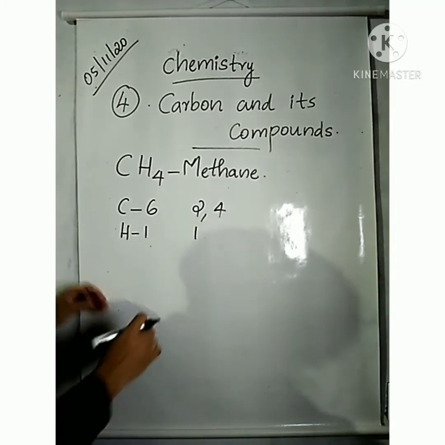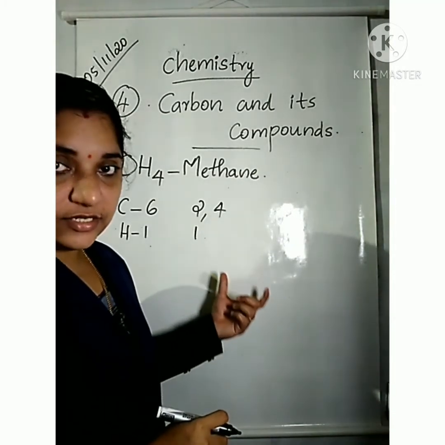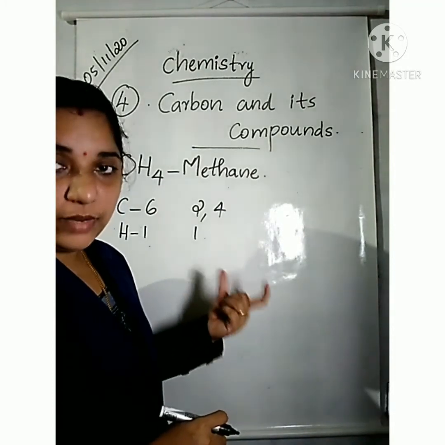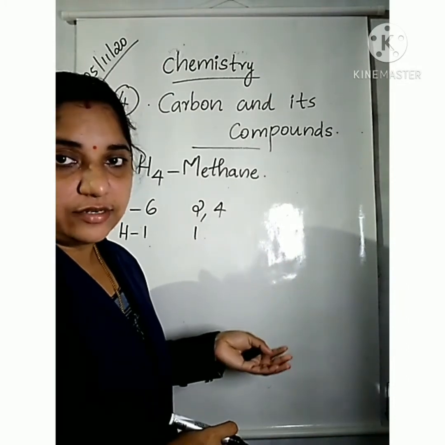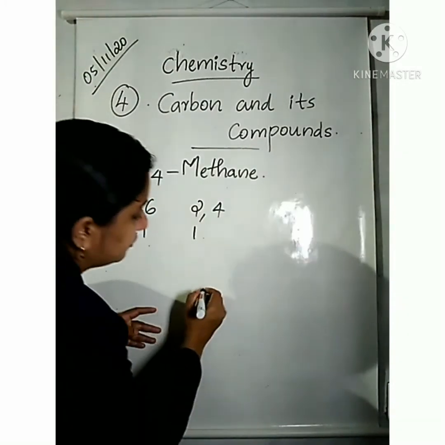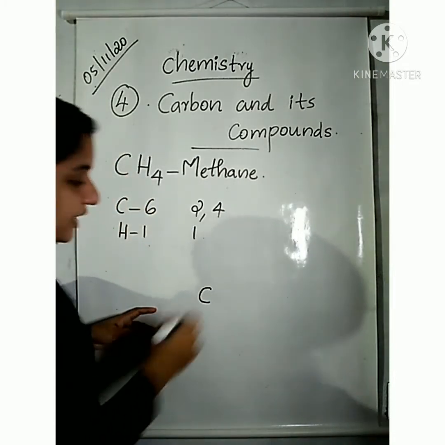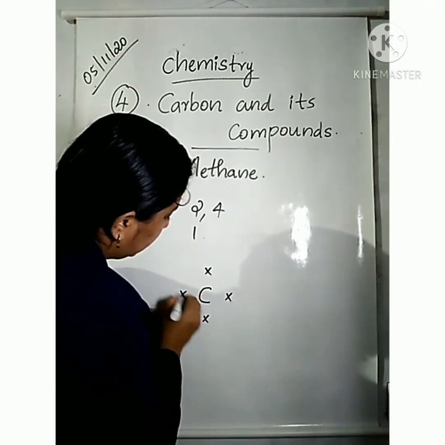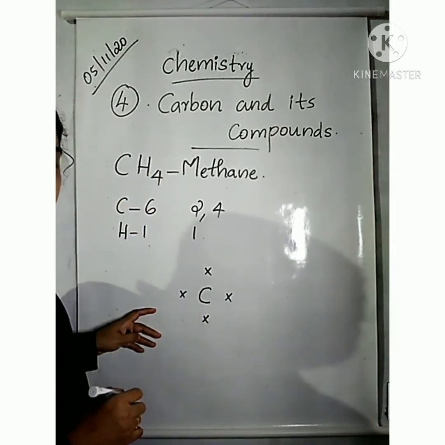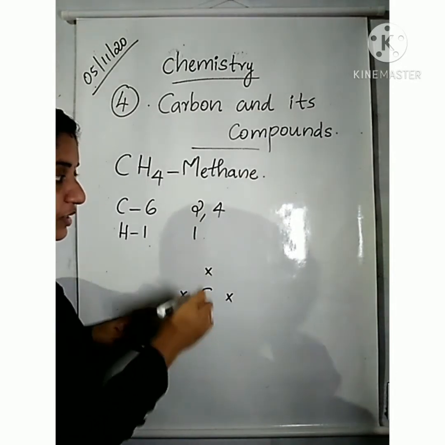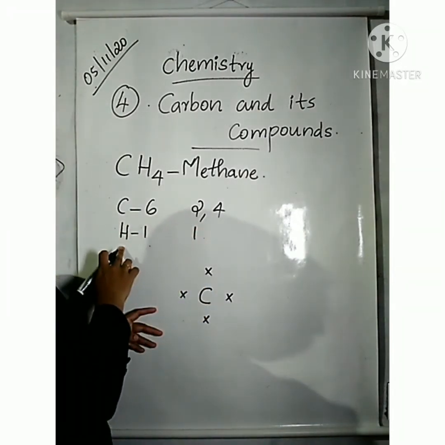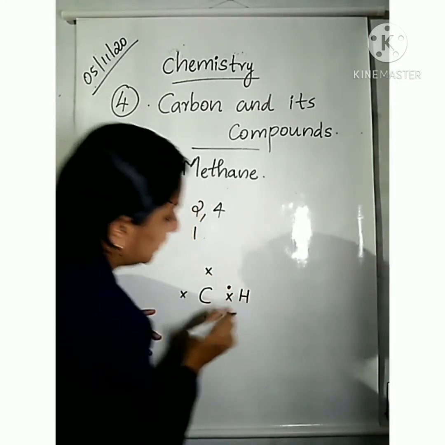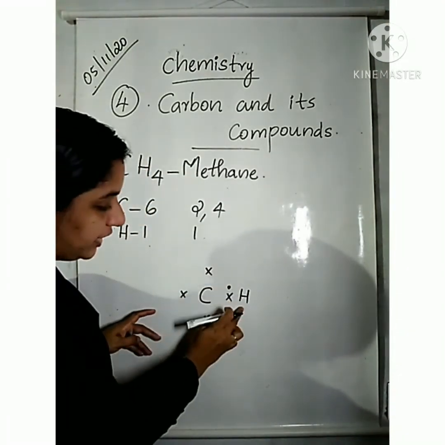Okay. Then I draw the electron dot structure of methane. From that we can understand how methane is formed by sharing of their valence electrons. First of all I draw carbon and its valence electrons. Its outermost shell has 4 electrons. And I draw each atom of hydrogen. Look here. This is the outermost electron of the hydrogen atom.